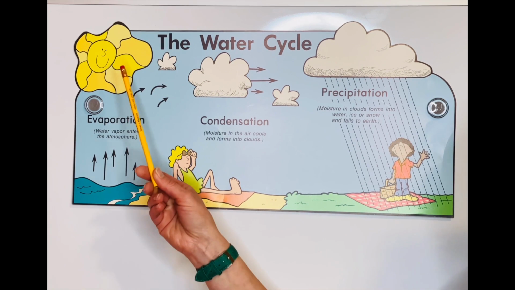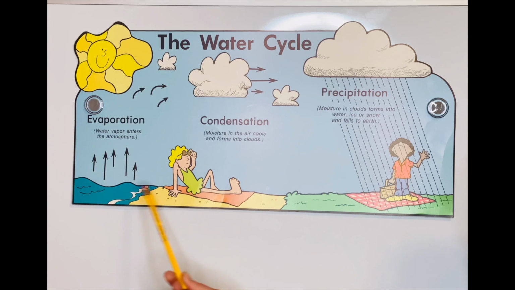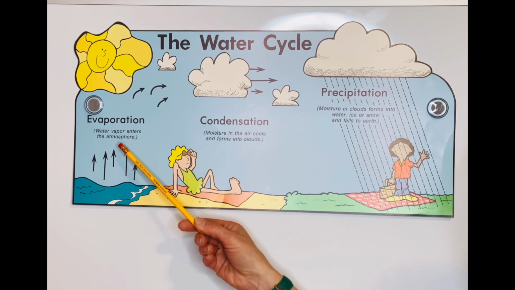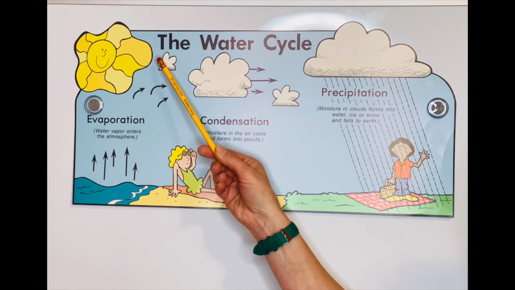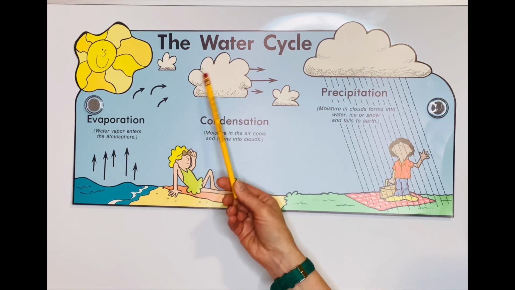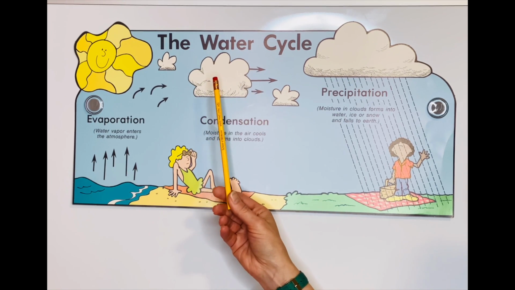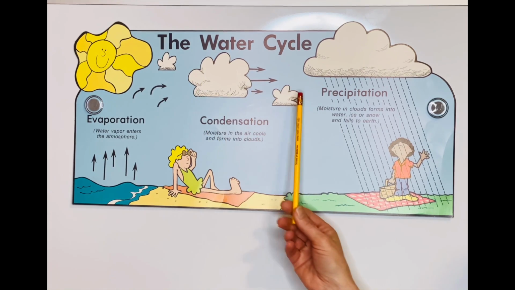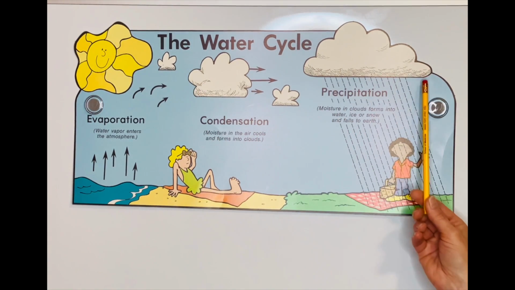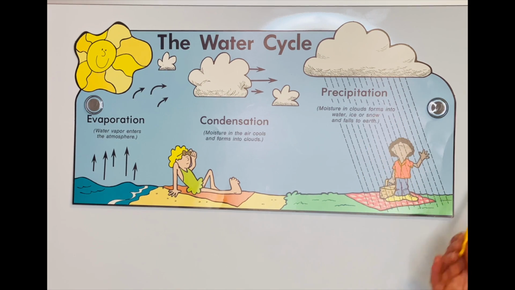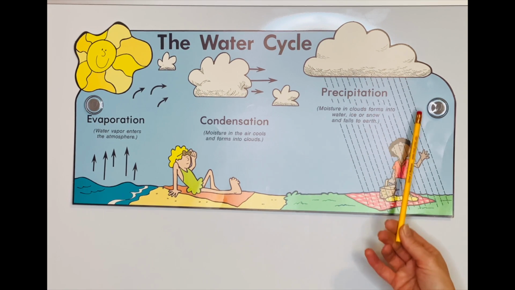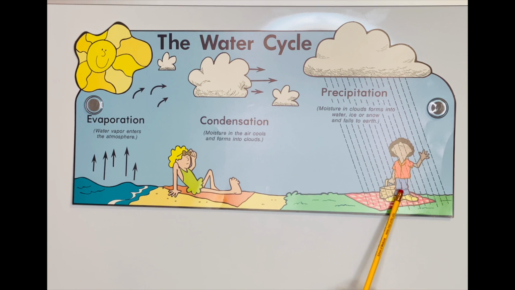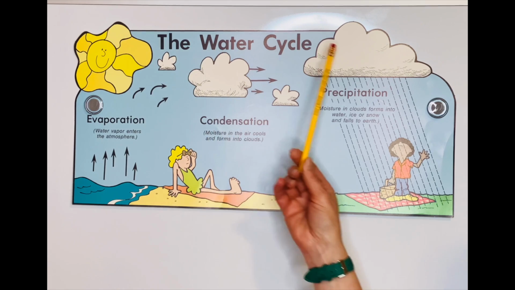So the sun's rays hit the land and ocean. Water vapor enters the atmosphere. Up in the air, moisture cools and forms into clouds. And moisture in the clouds forms into water, ice, or snow and falls to the earth. And then it runs off back to the ocean and the process repeats again.